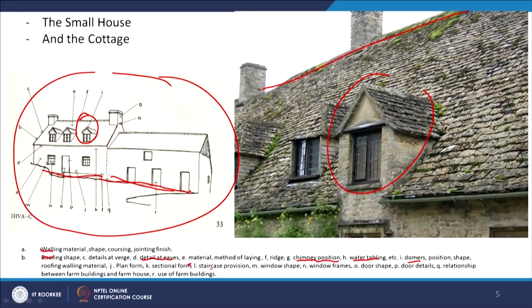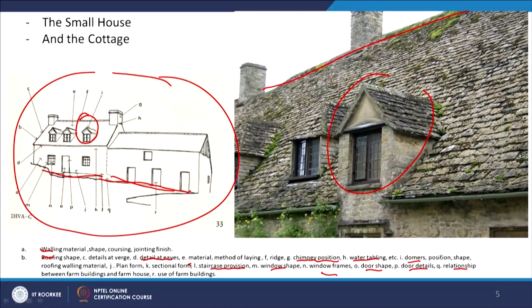Sectional form, staircase provision, window shape, window frames, right? At the end of this presentation, I'll be talking about how in Chanderi, even the window frames and door frames, everything is made of stone. Door details, relationship between farm buildings and farmhouses, and the use of farm buildings. What is the purpose they are using it? So I think this is a very basic understanding of how one has to study a building.